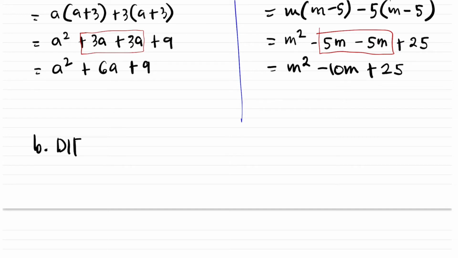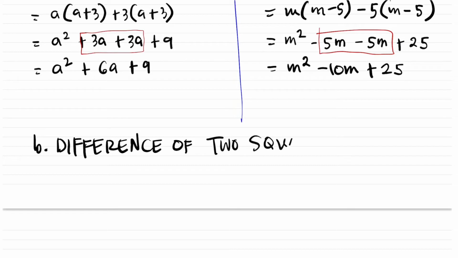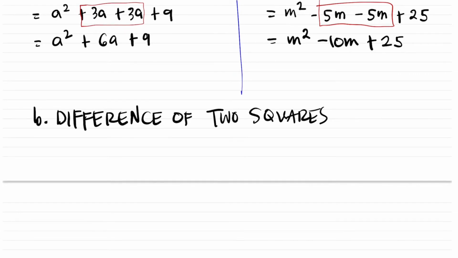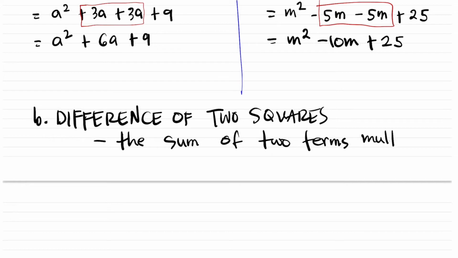The next one is difference of two squares. The sum of two terms multiplied by their differences.